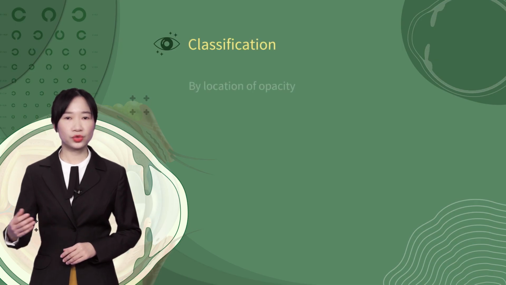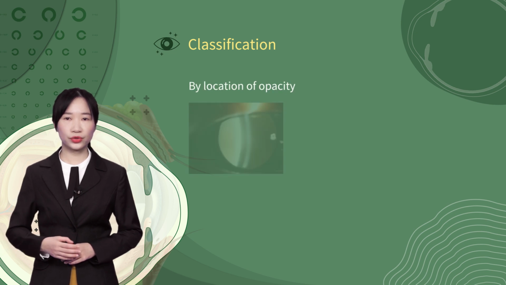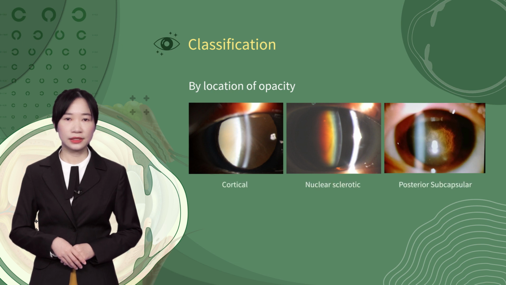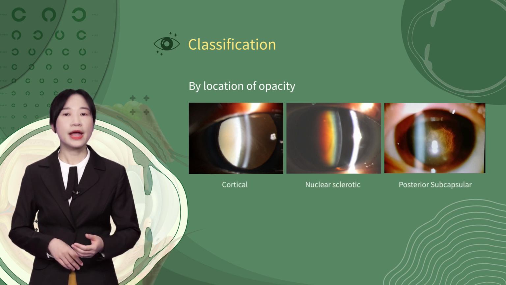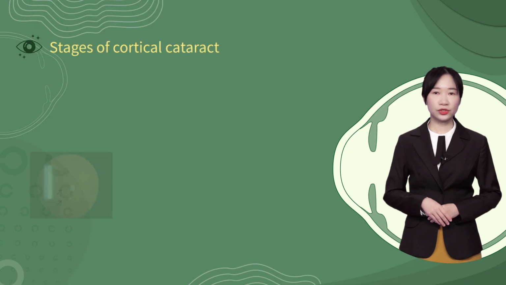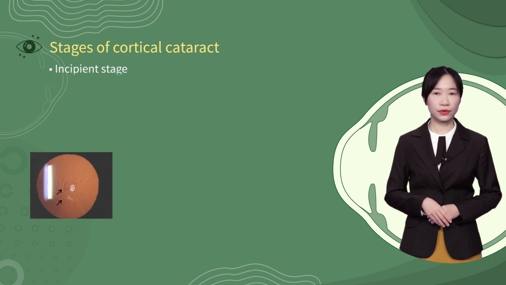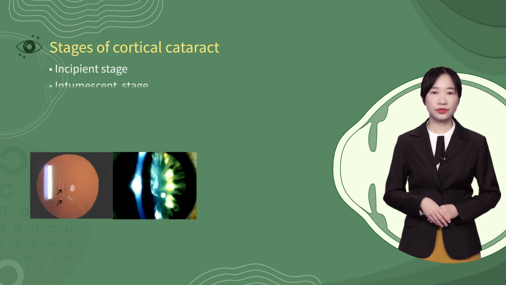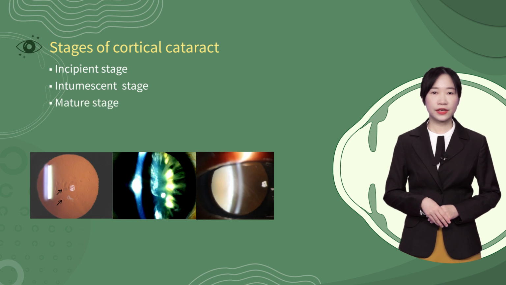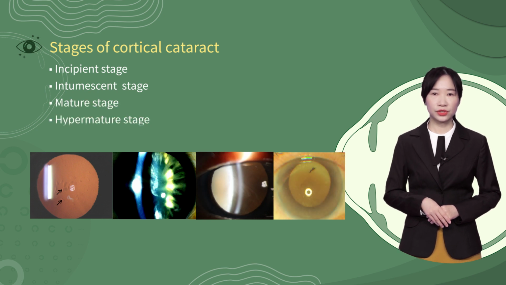This picture illustrates the classification of age-related cataract by the main location of the opacity. It can be divided into cortical, nuclear sclerotic, and posterior subcapsular cataract. There are different stages in the formation of cortical cataract. During the incipient stage, the opacity starts as clefts and vacuoles between lens fibers due to cortical hydration.